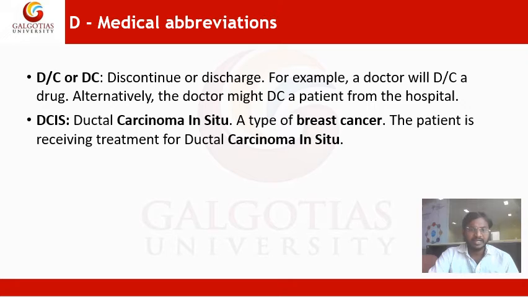DCIS, ductal carcinoma in situ. This is one type of breast cancer. The patient is receiving treatment for ductal carcinoma in situ. Ducts are present in the breast, and there are some abnormalities there. That's called ductal carcinoma in situ. Okay, that is the DCIS.